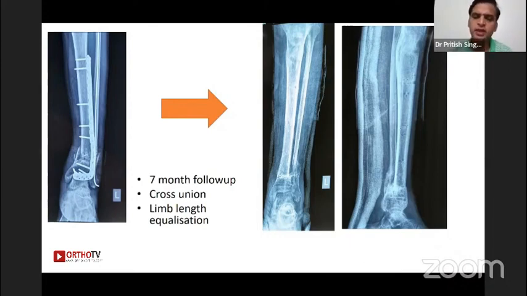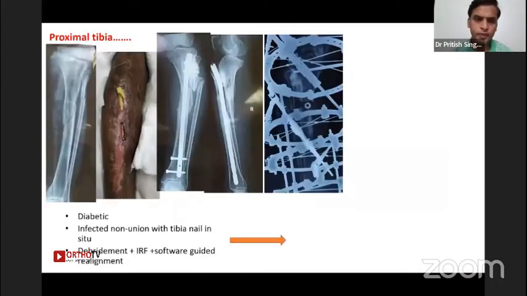There were no symptoms at the ankle, and the patient started walking in a PTB brace. The corticotomy also had a good regenerate. Although there was some angulation, probably there was some instability at the proximal ring.